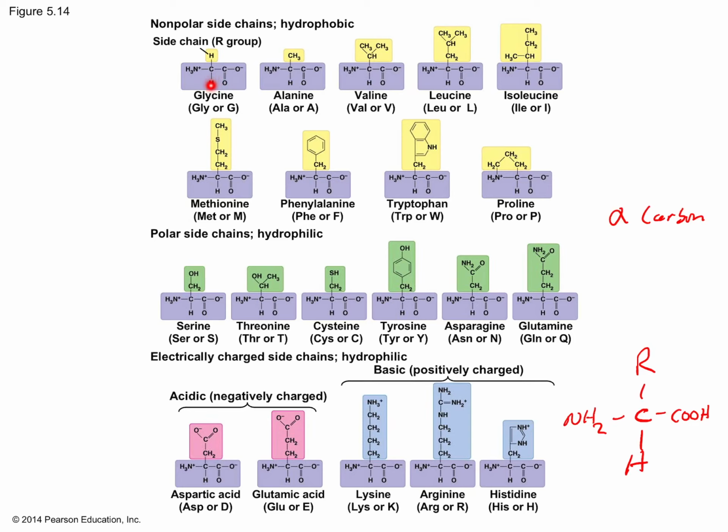Now, how does it fold up? Well, the first thing that happens is it folds up into what's called secondary structure. So here we have secondary structure. There are two types, what's called an alpha helix that you see here, and a beta pleated sheet. So Greek letters, alpha, beta.